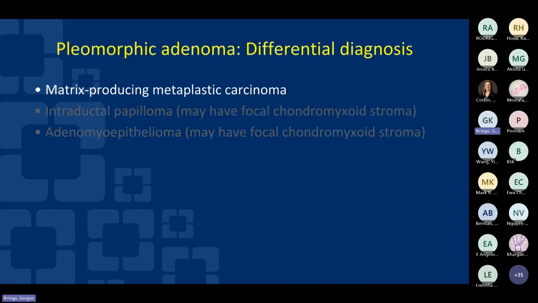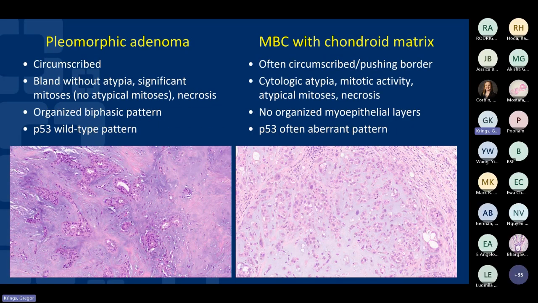Of course, the most important differential diagnosis of pleomorphic adenoma is going to be matrix-producing metaplastic carcinoma, given the prominent chondromyxoid matrix of these tumors. Both of these tumor types are often circumscribed and can have a pushing border, and of course, the key distinguishing feature then is the absence of atypia, significant mitotic activity or necrosis in a pleomorphic adenoma. Also, typically, metaplastic carcinomas lack the characteristic organized biphasic epithelial myoepithelial pattern that's seen in pleomorphic adenomas, at least focally.